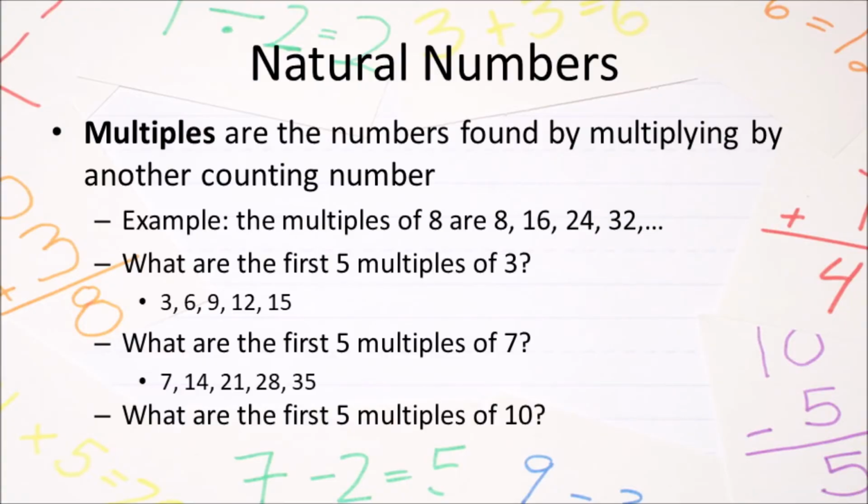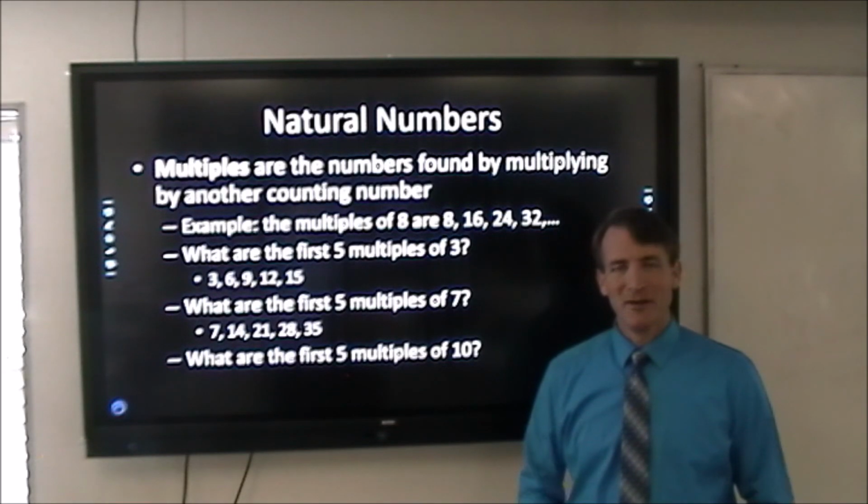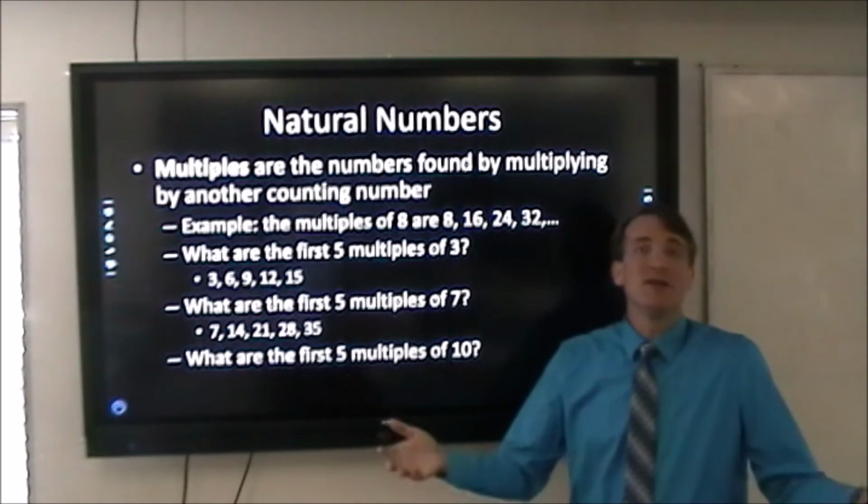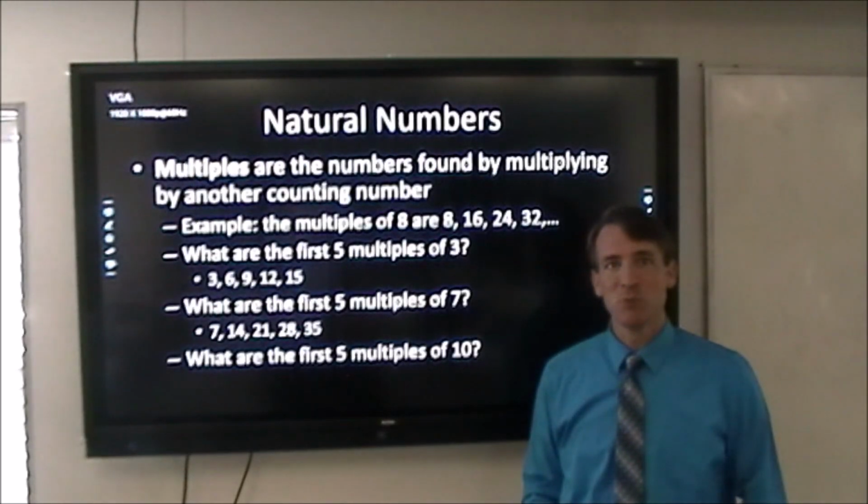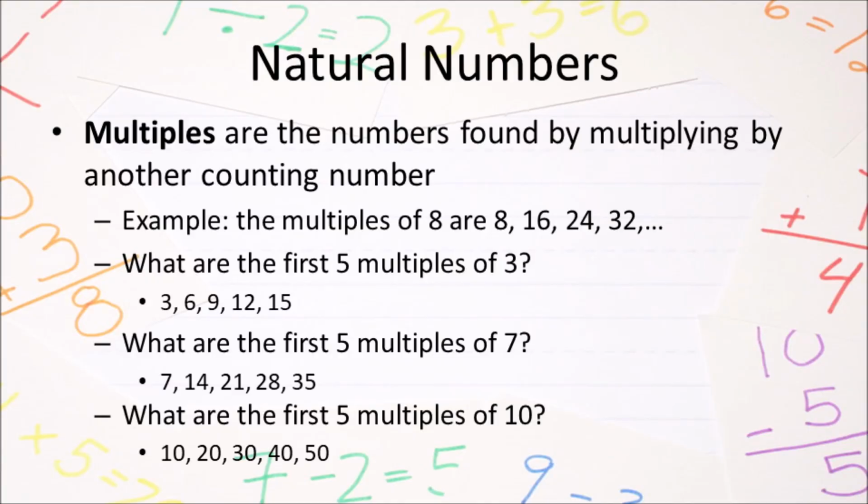What are the first 5 multiples of 10? In elementary, you more than likely counted by tens at some point, 10, 20, 30, 40, 50, and so on. So those are all multiples of 10.